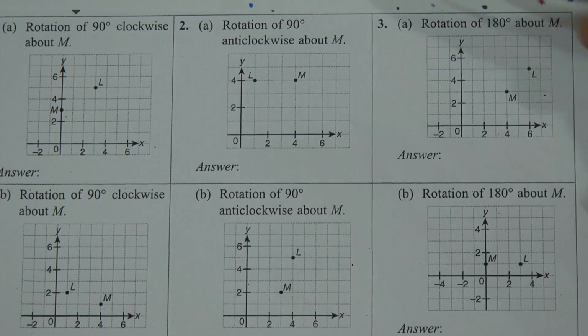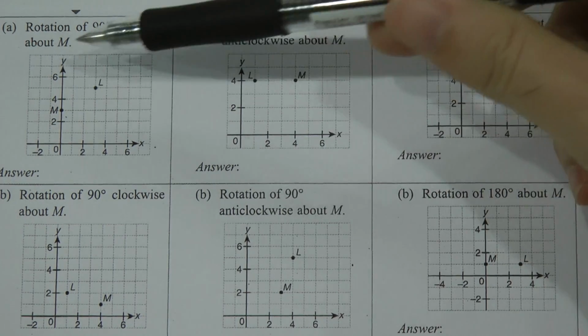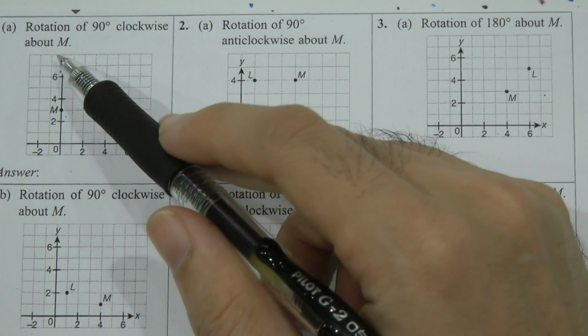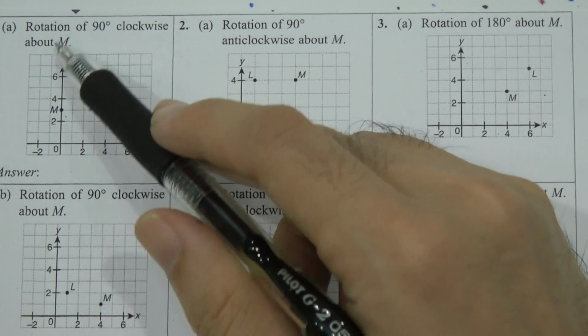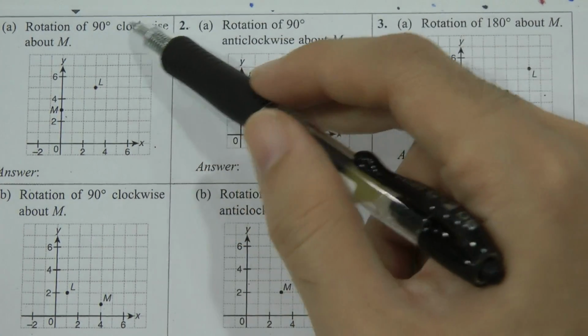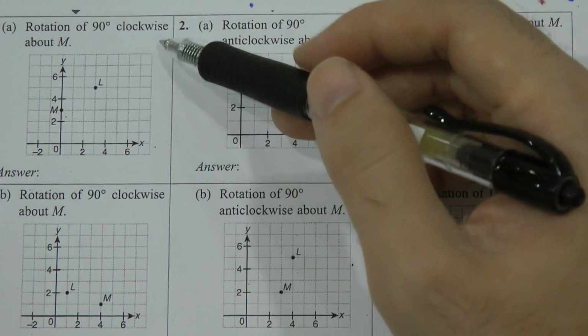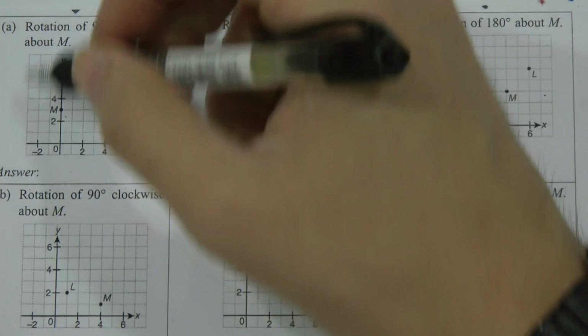It says rotate 90-degree clockwise about M. When they say about M, it means M is the center point, because it is always about the center point. Now rotate clockwise. I hope all of you understand the meaning of clockwise. Clockwise means following the clock direction.